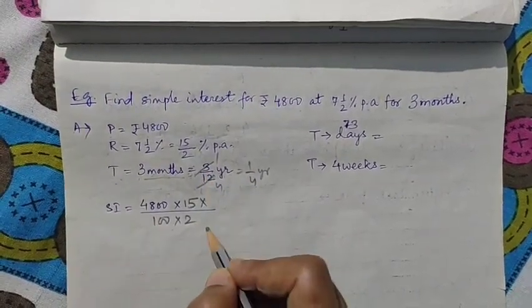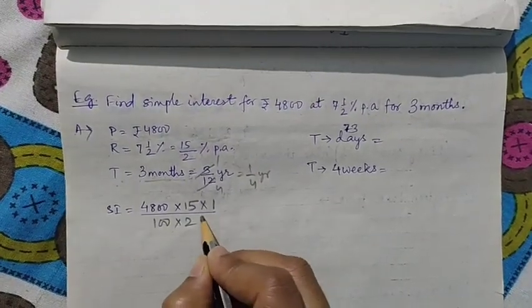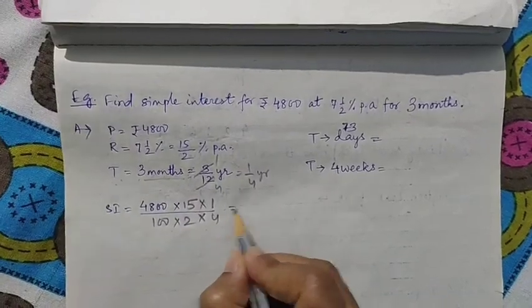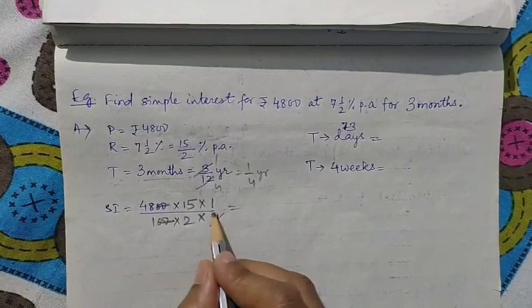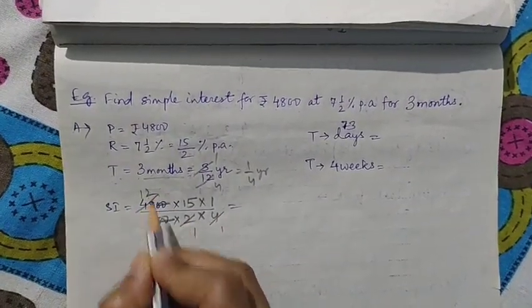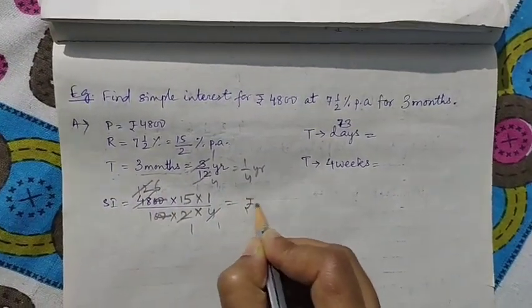Cancel here or bring it here and cancel, same thing. So T is 1 by 4, 1 here numerator, 4 below, and the multiply sign will remain everywhere. Then you solve it. 20 cancels. Then 4 ones are 4, 12s are, then again 2 ones are 2, 6 times 15 is 90.